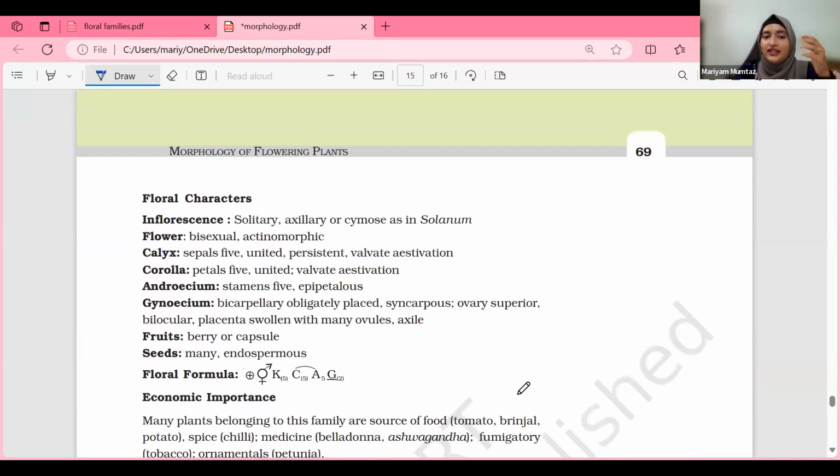All right. Now we'll come to the more interesting thing, which is the floral characters. That was the vegetative characters. Understood? Now this is what we can see. You are not going to go to a potato plant and dig a hole in the ground and take the root or the stem out, right? We'll see the outer part first. So when we talk about the floral characters, let's talk about the inflorescence. Inflorescence is the arrangement of flowers.